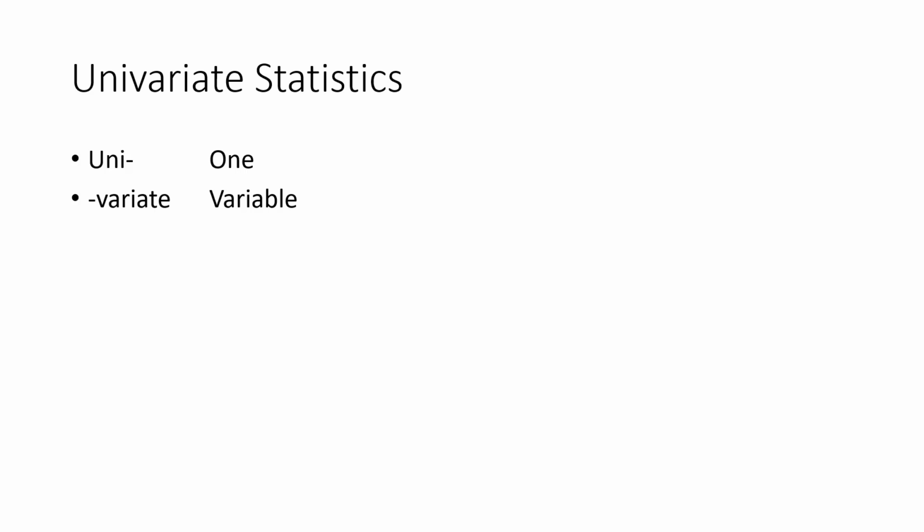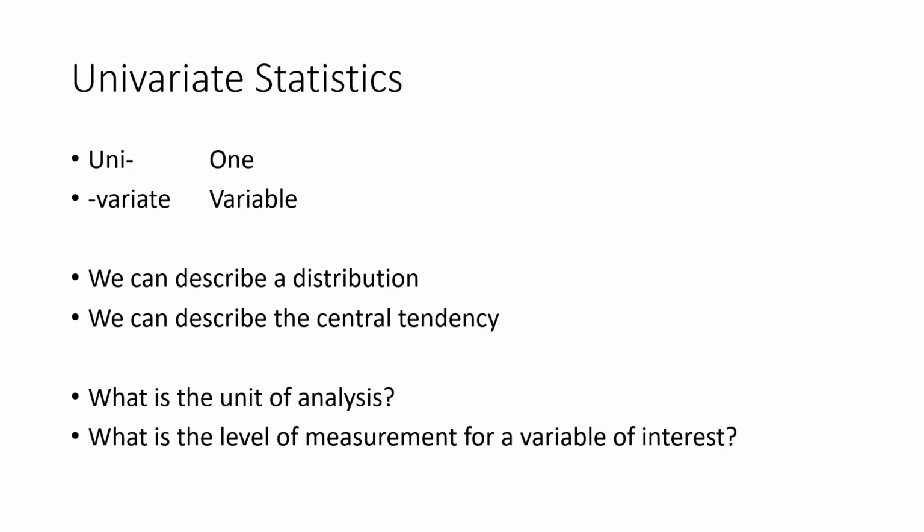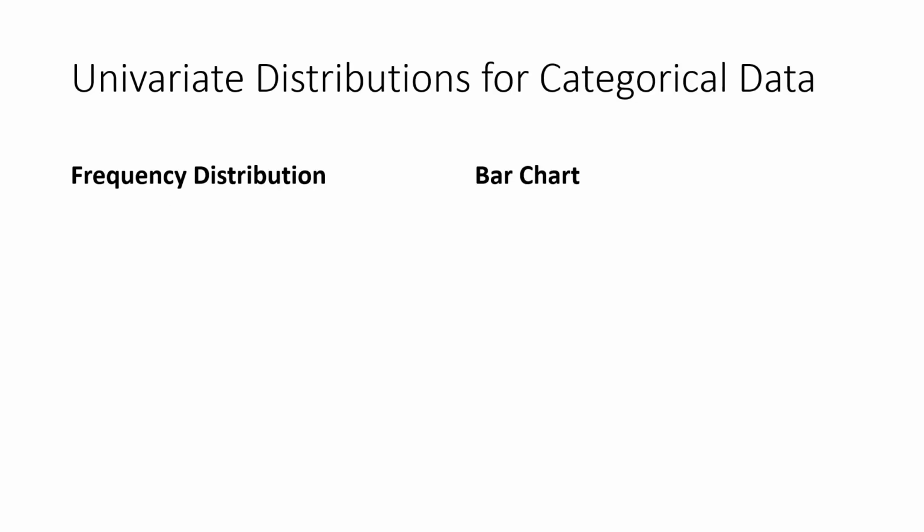There are two general things that we can describe. We can describe the distribution of a variable, and we can describe the central tendency of a variable. And further, both of these things can be represented both numerically and visually. We always want to start with two key questions. First, what is our unit of analysis? And second, what is the level of measurement for the variable that we're interested in? How we go about this depends in particular on that second question, our level of measurement.